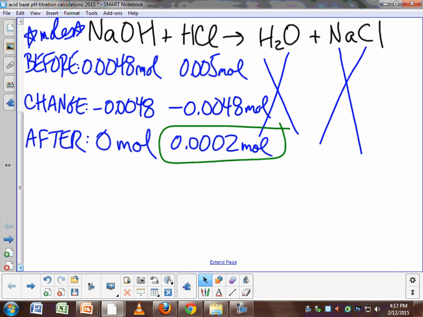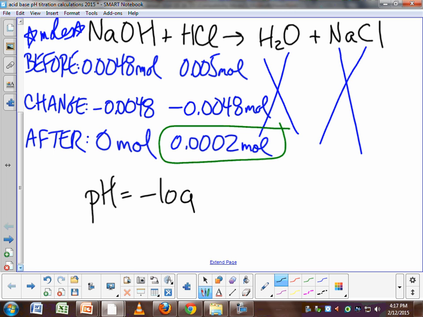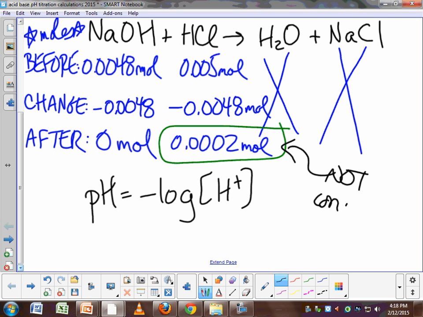We need pH. That's what the question is asking for. And pH, by definition, is the negative log of the hydrogen ion concentration. Well, hydrochloric acid is a strong acid. So whatever the concentration of the hydrochloric acid is, because it completely dissociates, will also be the concentration of the H+, which means that we need the concentration of the H+, not the moles.